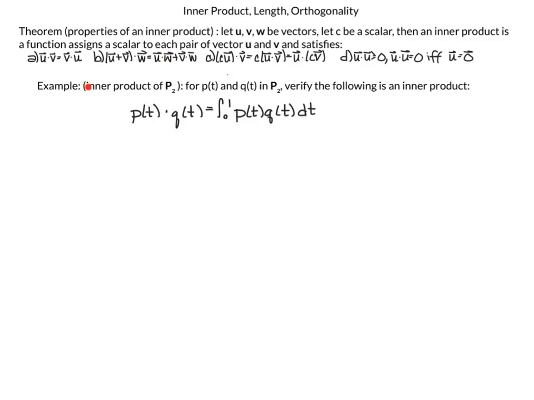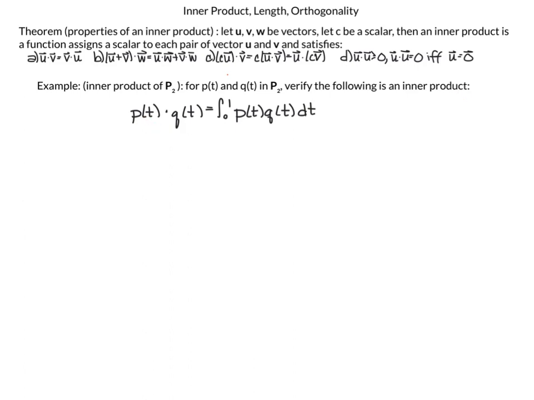This first example is a general inner product for polynomials of degree 2 or less. And I included this example even though it is not in your book because I feel like it's important to demonstrate there are other inner products other than the dot product for vectors in Rn. So here our vectors are polynomials of degree 2 or less. So we have for polynomials p(t) and q(t) in P2, we want to verify the following is an inner product.